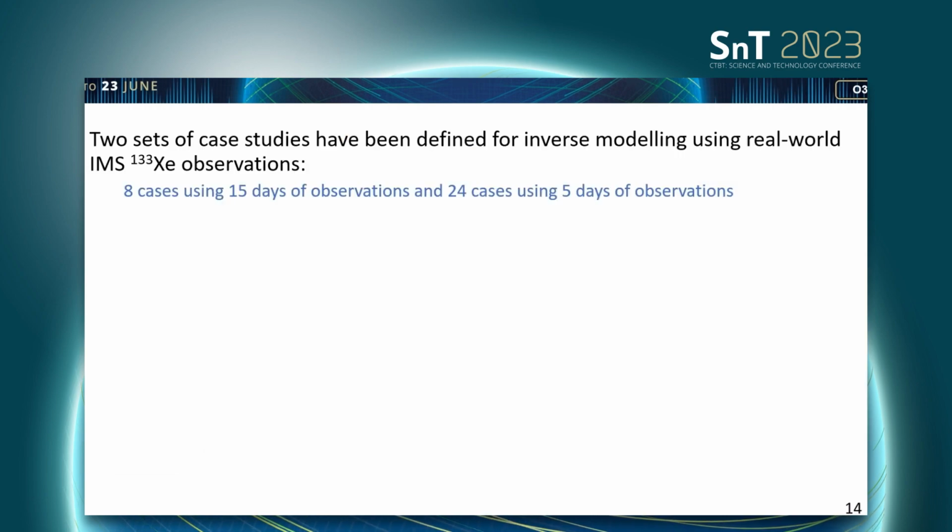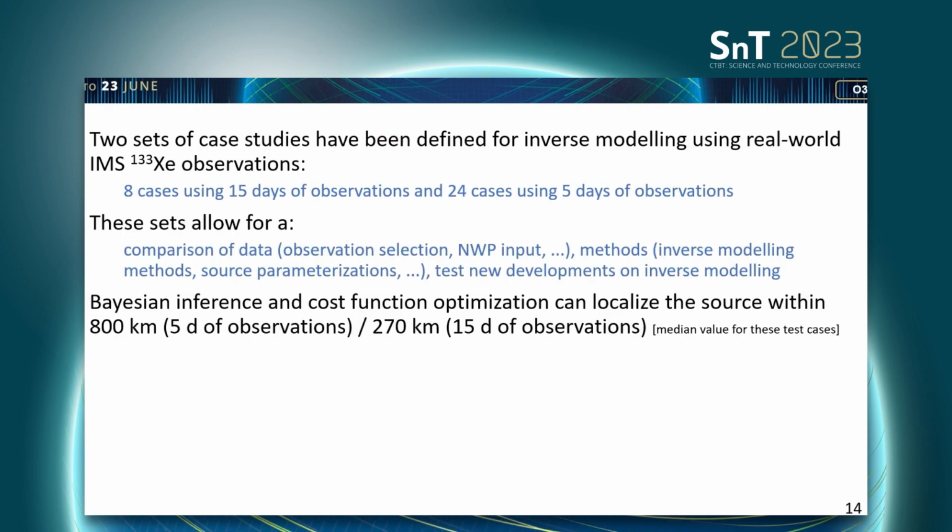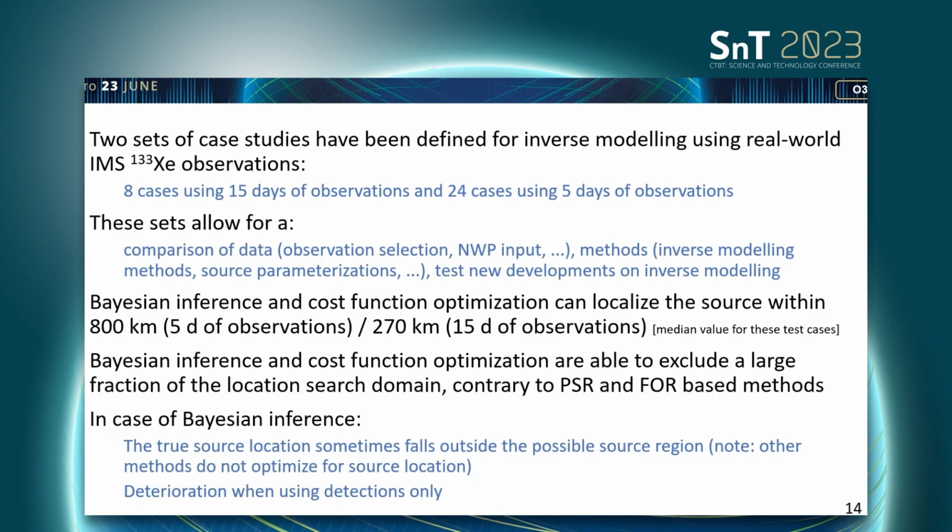So I have a set of conclusions, but I'll just show them on the screen. I just want to say that these sets allow to compare data such as observation selection, NWP input, ATM input. We can compare methods, inverse modeling methods, source parameterizations. We can test new developments on inverse modeling, and I think this is just the start of the analysis on this data set. And yeah, I look forward to do more research on it.